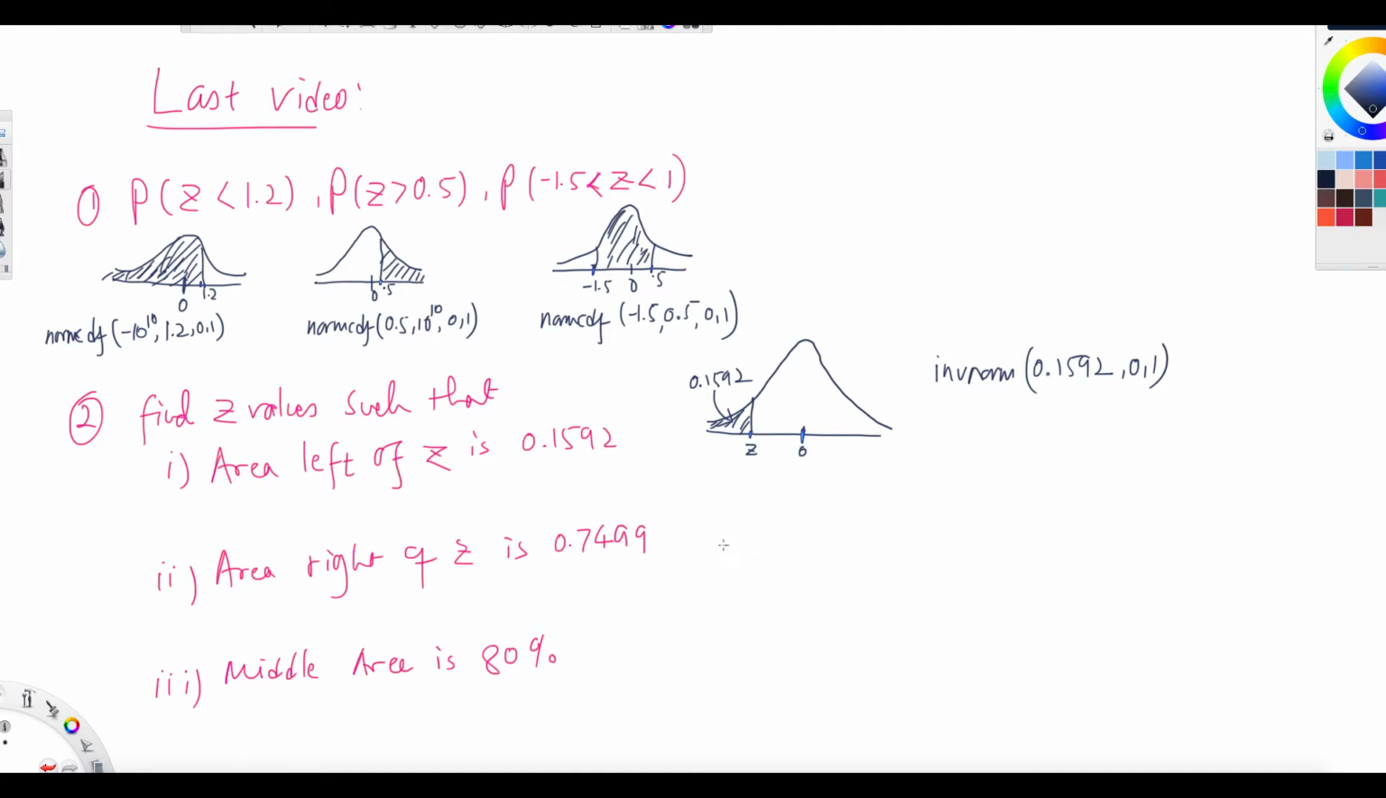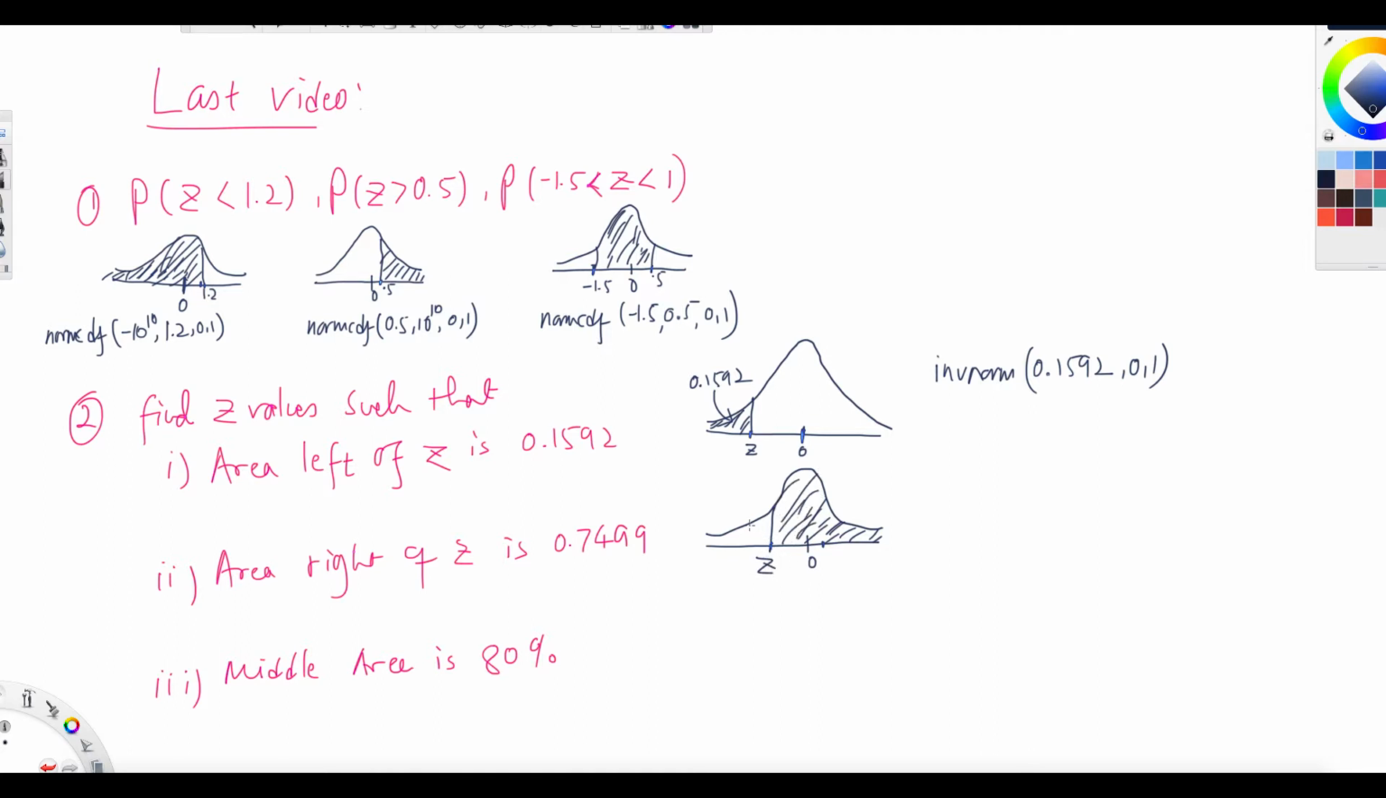For the second one, the area right of G is given, right? So this is the normal distribution, 0 is in the middle. Area right of G is 74%. So should G be somewhere here or here? If G is somewhere here, then the area right of G will not be greater than 50%, it will be like 30% or so, because if G is 0, then the area right of G is 50%. So G must be somewhere here, so that the area right of G is about 75%.